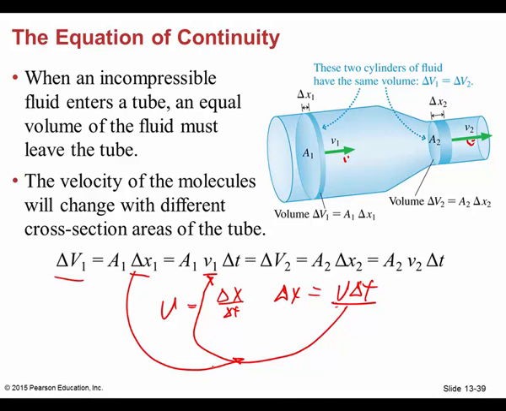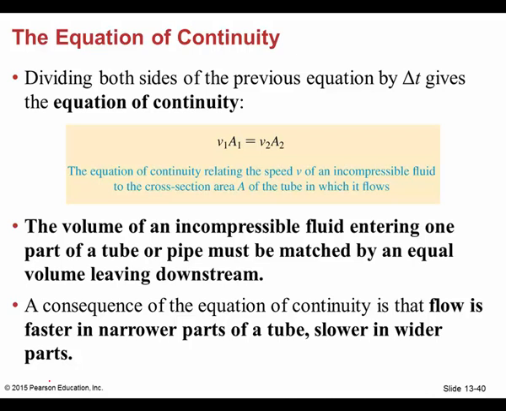So what are we saying then? The velocity in area 1 will change accordingly to area 2, or the velocity of 2 will change accordingly to the change in area from 1 to 2. So if we take both equations divided by delta t, we get what's called the equation of continuity. The velocity of tube 1 times the area of 1 should be equal to the velocity of 2 times area 2. Please remember this equation as the equation of continuity.